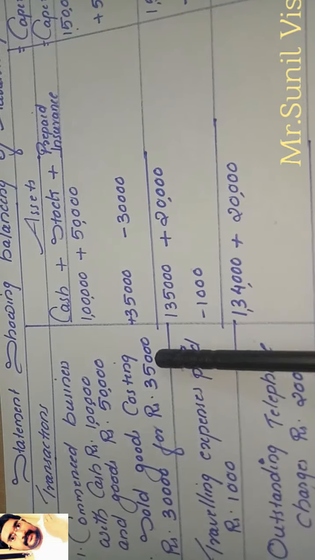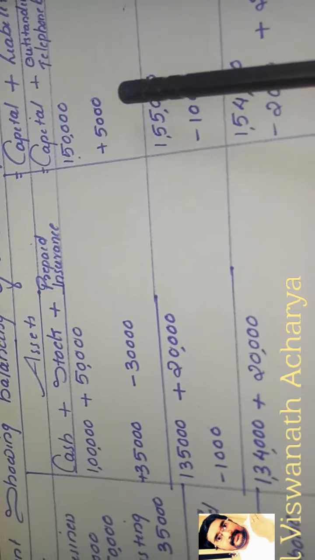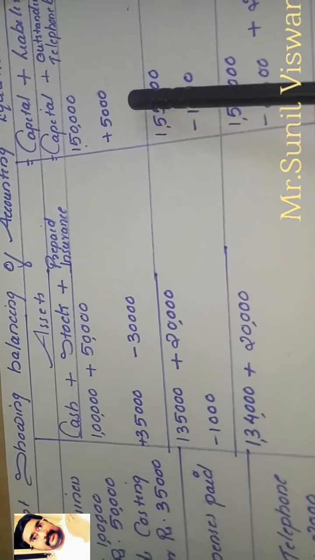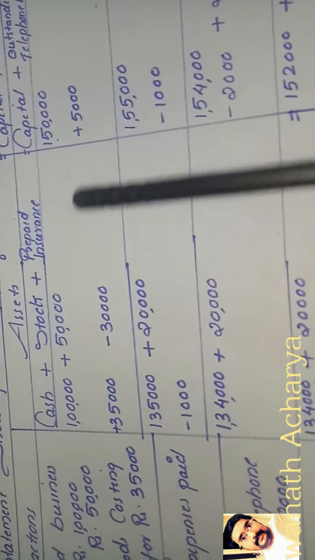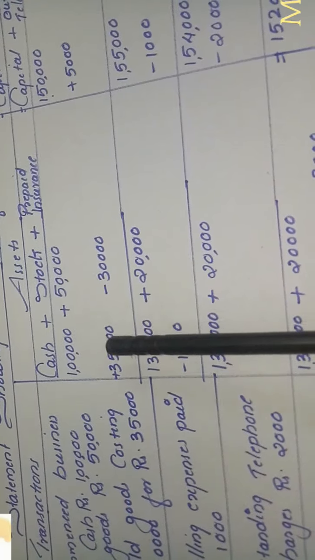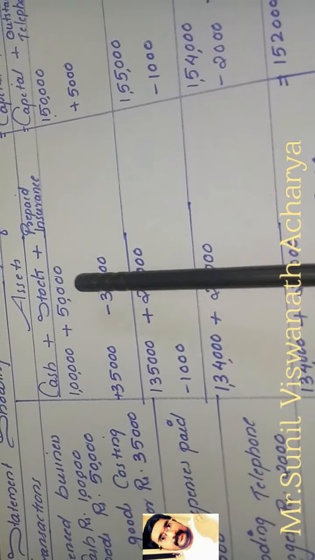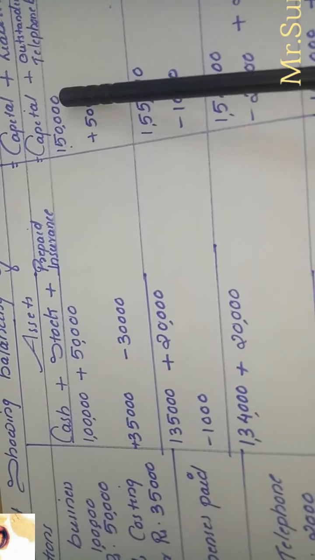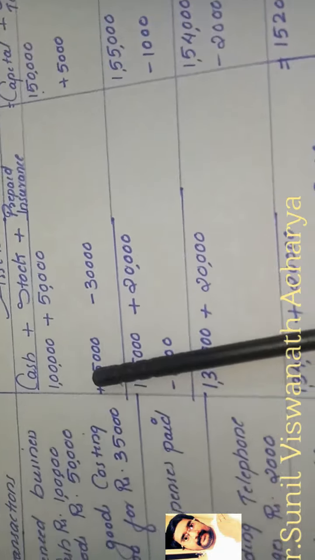30,000 goods we sold for 35,000 means 5,000 is the profit. Profit we will add to capital because it increases the owner's equity. So 1,50,000 capital, 5,000 profit we will add. So now cash 1 lakh plus 35,000, 1,35,000 cash; 50,000 stock, from that 30,000 sold, balance 20,000 stock; 1,50,000 capital, 5,000 profit we add, 1,55,000.